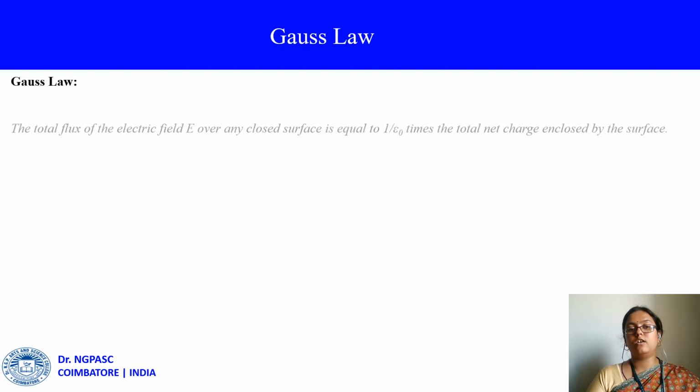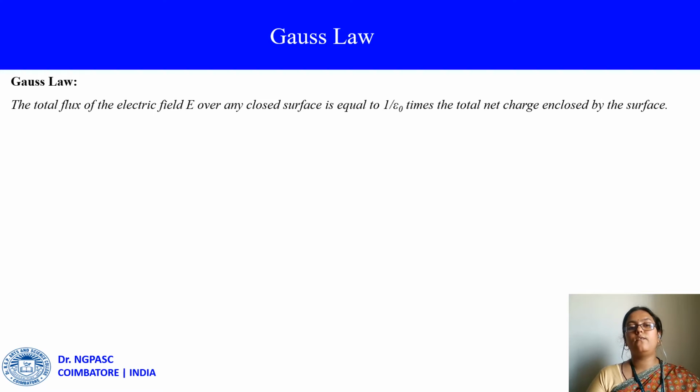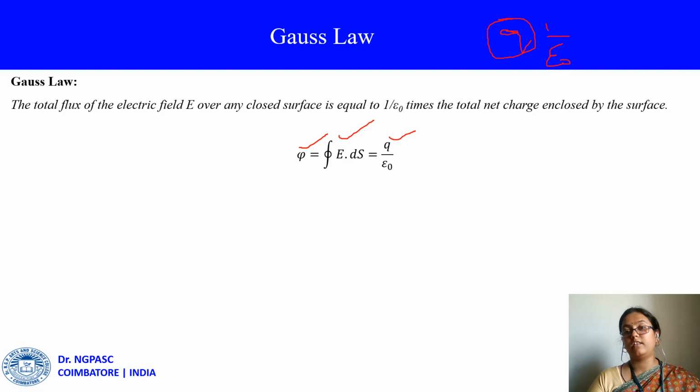Then Gauss law. The Gauss law is defined as that the total flux of the electric field over any closed surface is equal to 1 by epsilon naught times the net charge enclosed in the surface. So if this is the enclosed region, then the flux in this region will be 1 by epsilon naught times the net charge enclosed in this region. So if we know any one parameter, if we know the charge, we can determine the flux. If we know the flux, we can determine the electric field strength. So all are interrelated to each other and they are directly proportional to each other.